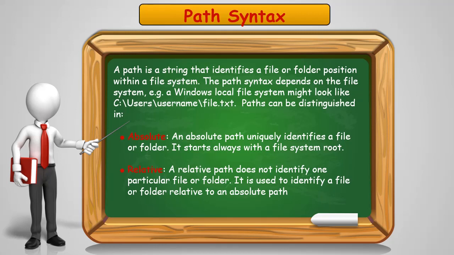And then another one called relative. And a relative path does not identify a particular file or folder. It's used to identify a file relative to something else within either the workflow or the system. And we're going to cover both of these.